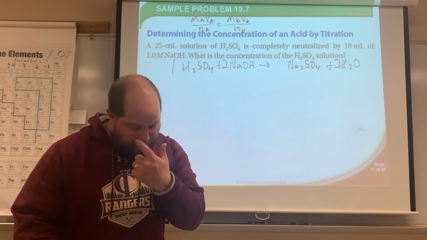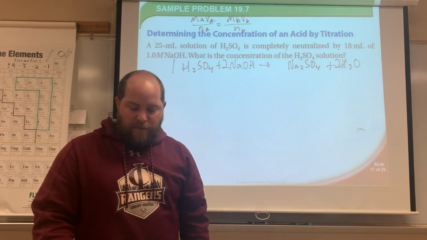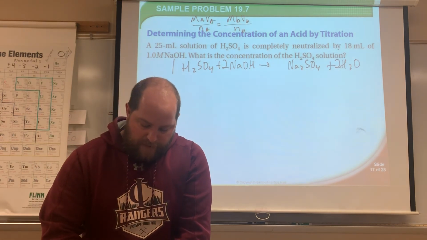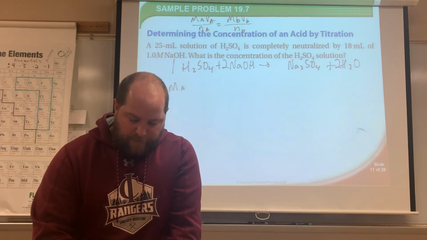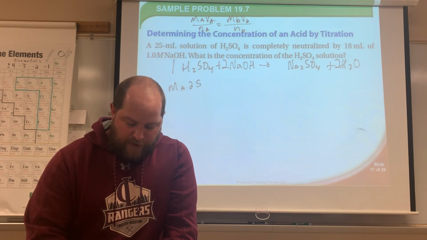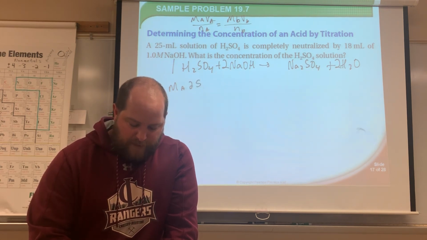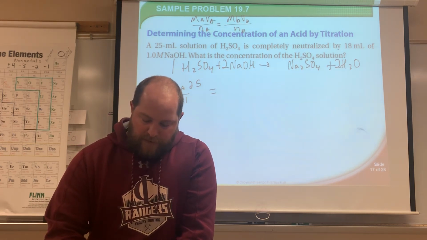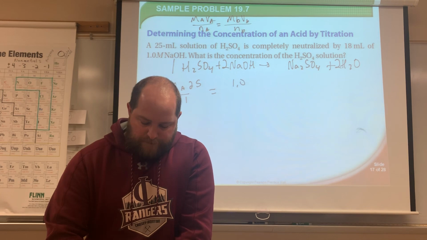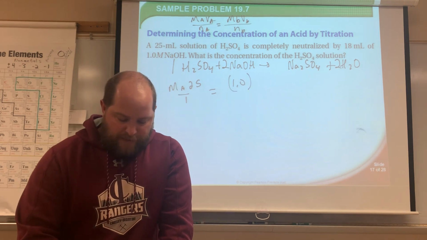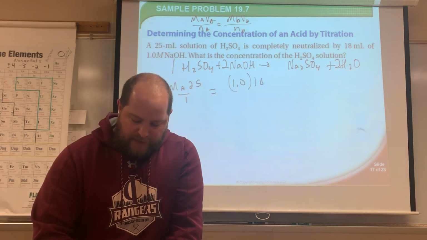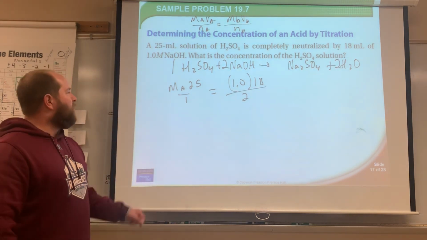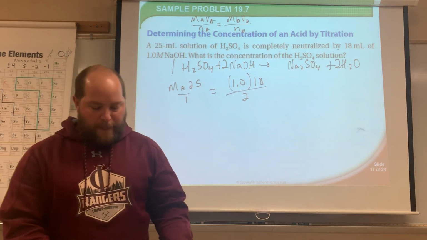It says if 25 milliliters of solution of sulfuric acid is completely neutralized. Okay, so we know we have molarity of the acid, we don't know. Volume of the acid is 25. And we know it's going to be divided by 1. Equals, the molarity of the base is 1. The volume of the base is 18 divided by 2.